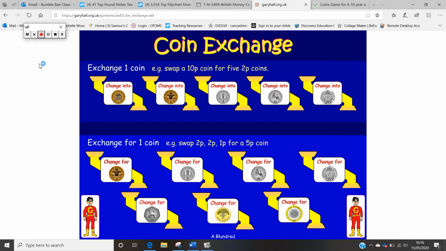So in today's lesson, after the video has finished, this is what I would like you to have a go at doing. You're going to head to a website and you're going to click on a game that's called Coin Exchange. And you're going to have a go at swapping some different coins for alternative coins of the same value. And I'm going to show you very quickly how that works using these machines. So when you click on them, you can click on any one that will give you different change.